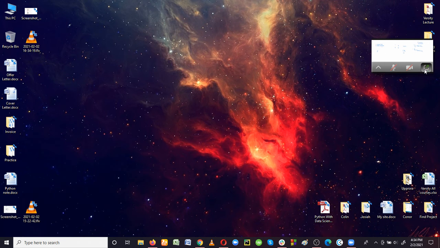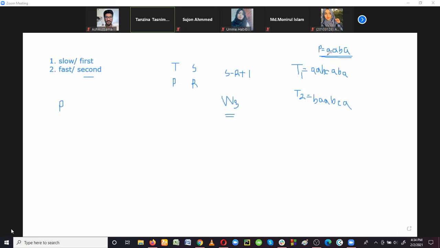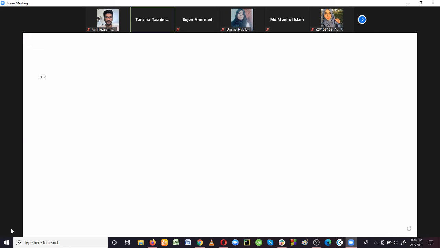Is that clear? In the second pattern matching algorithm, the main important thing is our pattern. If we know the pattern, from that pattern we can create a table, and then we can test the characters of any text with that pattern. So first of all we have to create the pattern. Suppose P equals, initially there are no characters.